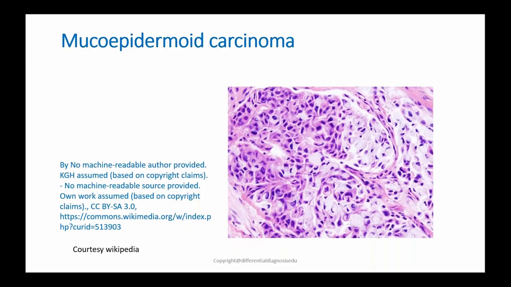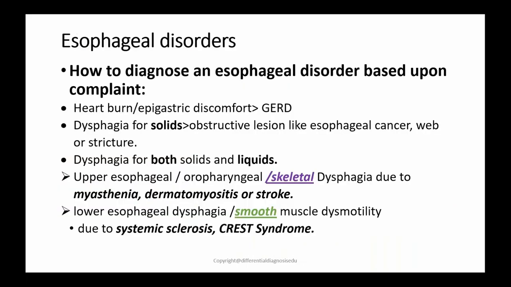Next is esophageal disorder. You can easily get at least 2 to 3 questions from esophageal disorder. Embryology and pathology are all very important. Just for quick clues, here is how to answer questions based on the patient's complaint.